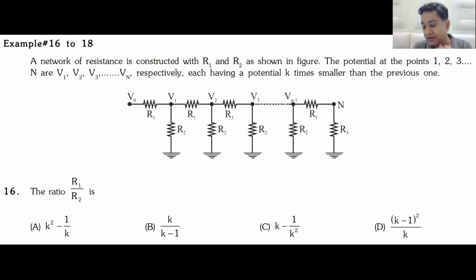This again is a comprehension type, and you have various questions. The network resistance is constructed with R1 and R2, as I showed in the figure. The potentials of points 1, 2, 3 up till N are V1, V2, V3, Vn, each having potential K times smaller than the previous one. What is the ratio of R1 by R2? This is the first question. I'll give you time to do this.